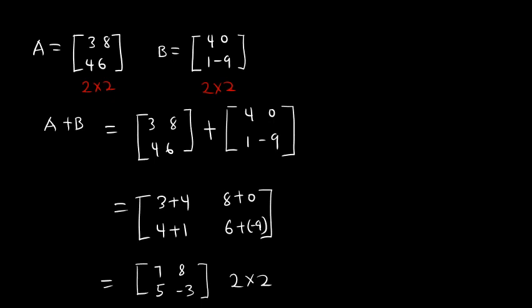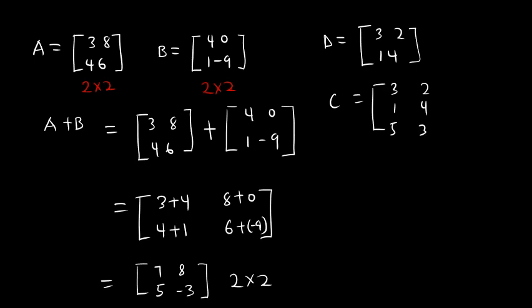Let's look at something here. Let's say I have matrix D, which is equal to 3, 2, 1, 4, and then I have matrix C, which is equal to 3, 2, 1, 4, 5, 3. Then I ask that we should find the sum of these two matrices. What will be the answer?